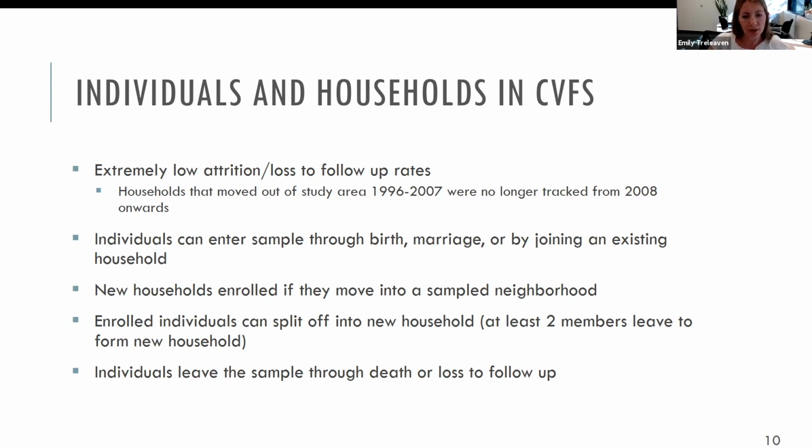For example, an adult son and his wife might be living with his parents in a CVFS household and then later move into their own house. So they would be considered split off and assigned to a new household within the study.